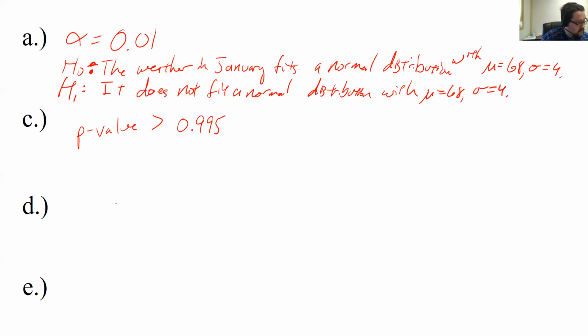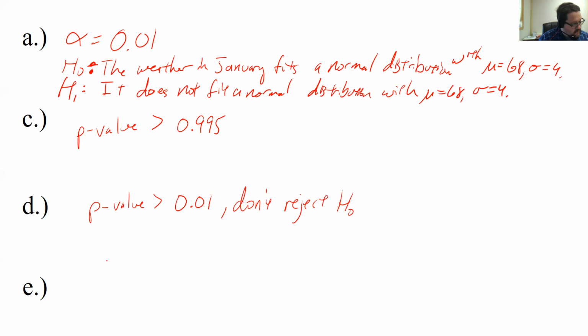So for D, question D asks us, based on your answer to A through C, will you reject or fail to reject the null hypothesis? So the p-value is greater than this alpha value. Don't reject the null hypothesis.